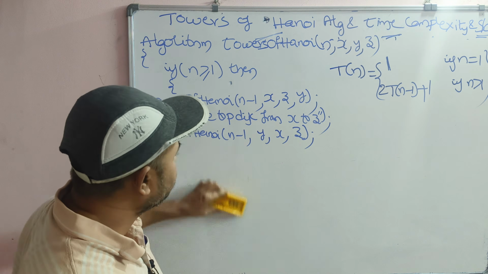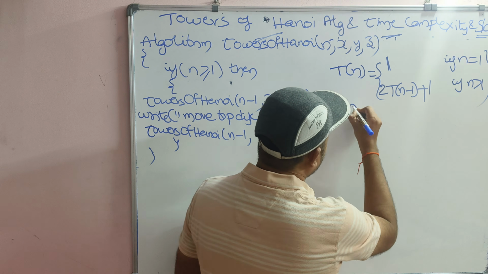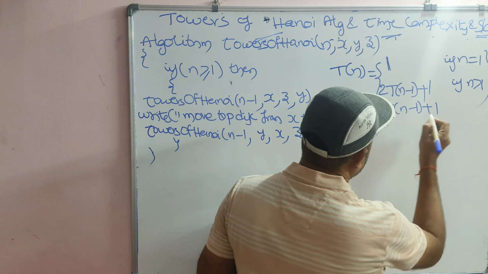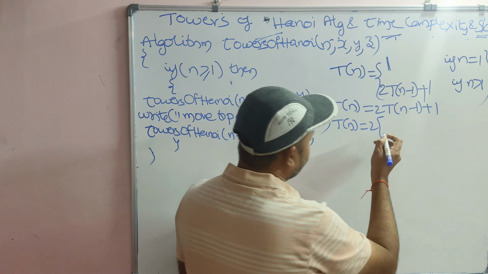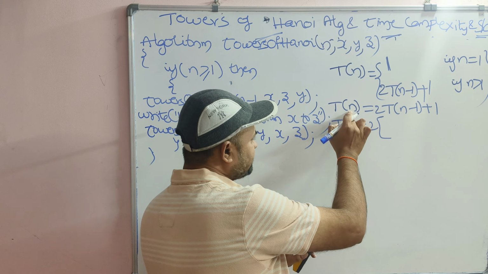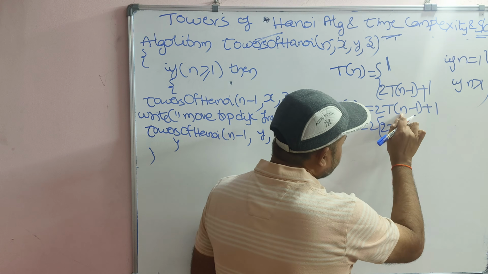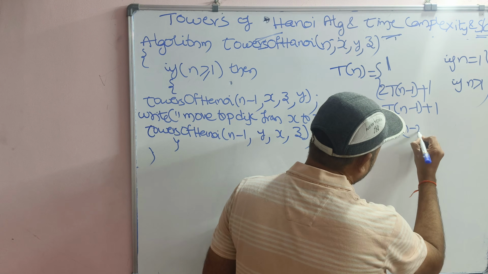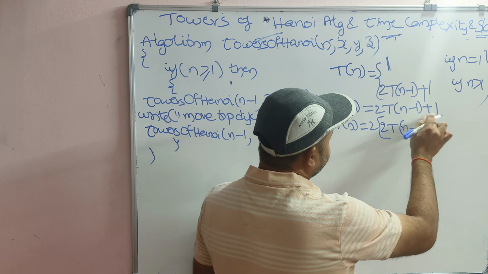So now let us calculate the time complexity. What is the formula? T of n equals 2T of n minus 1 plus 1. T of n equals 2 into, what is T of n minus 1? Let us derive the formula for T of n minus 1. In place of n, we have to substitute n minus 1. So 2T of, in place of n substitute n minus 1, so n minus 1 minus 1 means n minus 2.